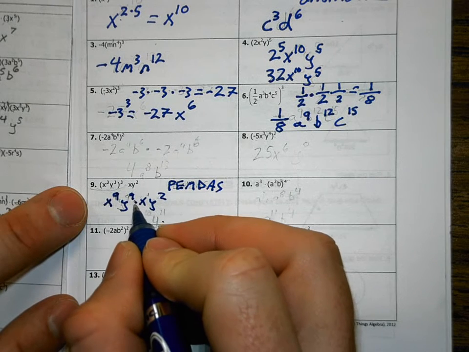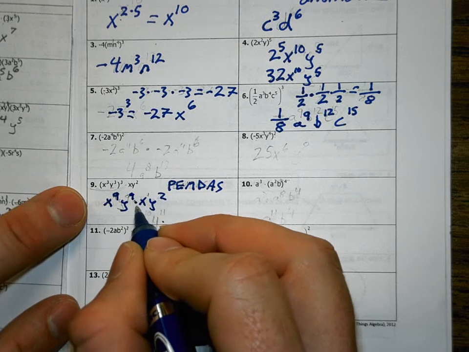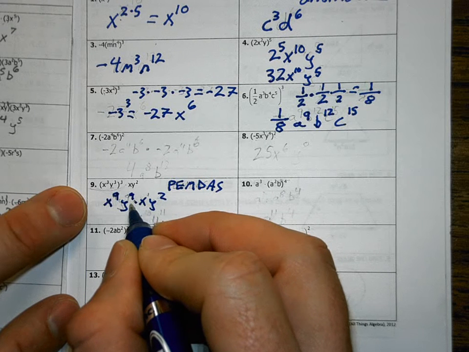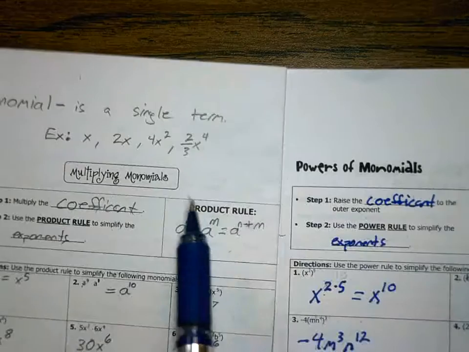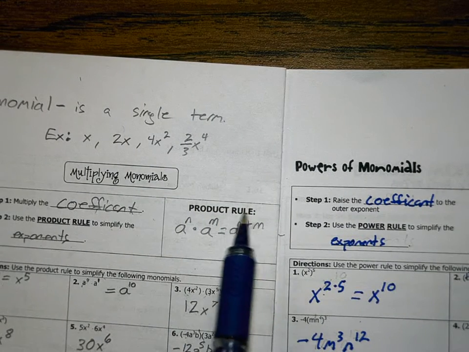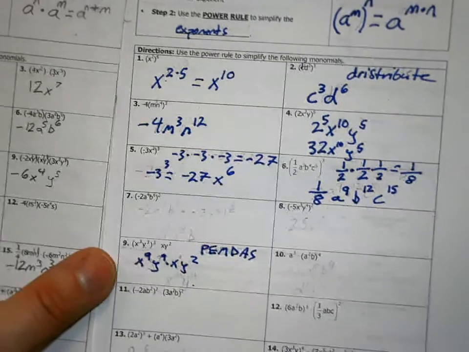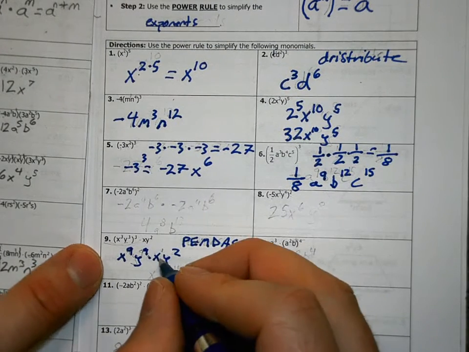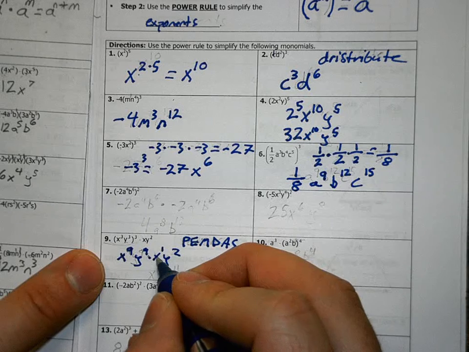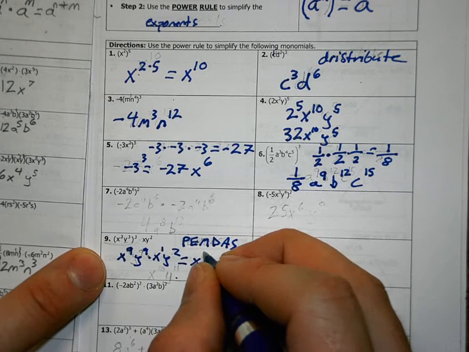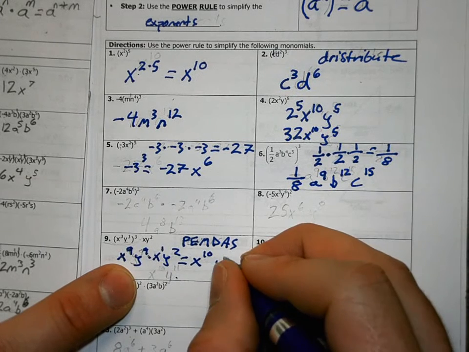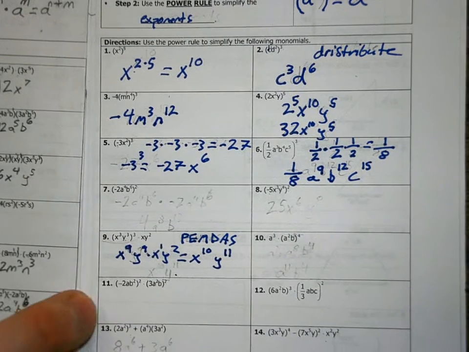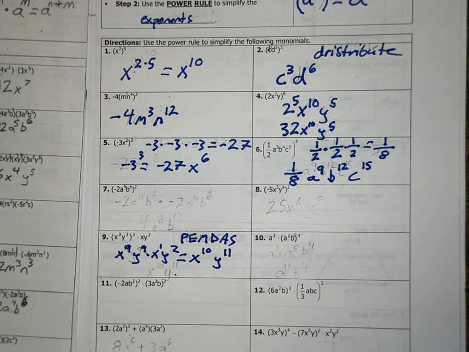What rule do I need to use now because of this? What's happening right there? It's multiplying. So I must use the product rule, which states that I add the exponents. So x to the 1st and x to the 9th becomes x to the 10th, y to the 9th and y to the 2nd becomes y to the 11th. So I'm kind of combining both rules now in the same problem.